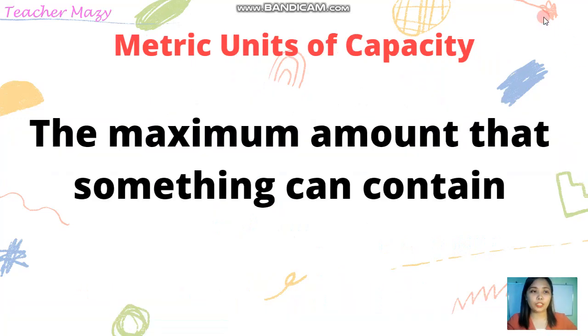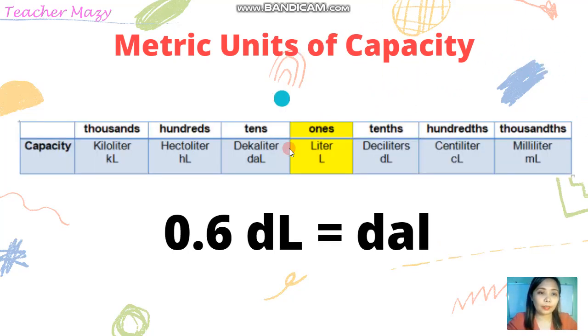Okay, so let's proceed to the metric units of capacity. So, when we say capacity, that is the maximum amount that something can contain. For example, a bottle can contain up to 1 liter of water. Ayan. So, ayun yung capacity niya. Yung 1 liter. Okay, so for capacity, our base unit is liter. Ayan. So, liter naman ang base unit, at na-add lang yon sa ating mga prefixes. So, we have kiloliter, hectoliter, decaliter, deciliter, centiliter, and milliliter.